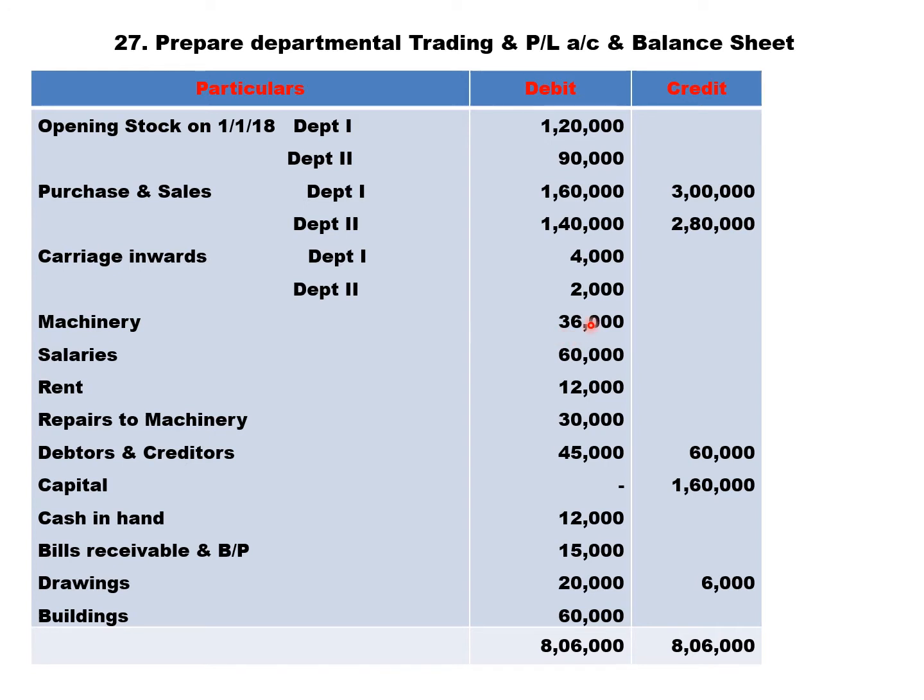Machinery 36,000 will come in balance sheet. Salary will come in PL. Rent will come in PL. Repairs to machinery will come in PL. Debtors and creditors will come in balance sheet. Capital will come in balance sheet. Cash in hand, balance sheet. Bills receivable and bills payable, balance sheet. Drawings, balance sheet. Buildings, balance sheet.